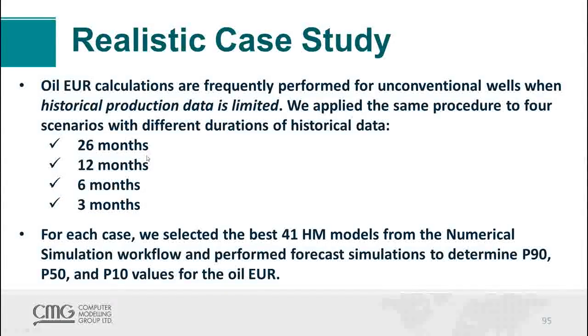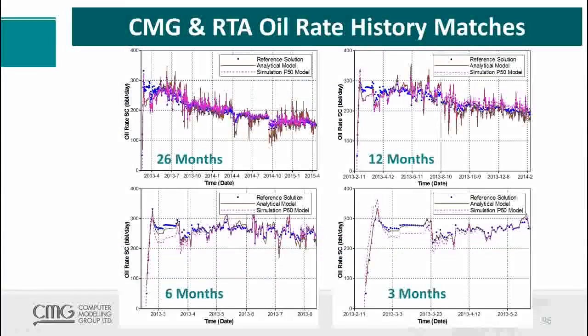And one other factor here, I skipped that slide, I realize I'm trying to catch up on my time here. We also wanted to look at the impact of the amount of production history that you have to work with. How does that affect the answer that you come up with? Because I get asked this all the time. How much data do we need to have before we can get a reliable estimate of EURs from our workflows with unconventional wells? So here are the history matches, the rate matches for all 4 cases.